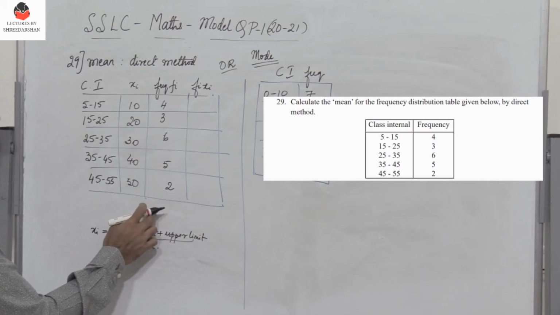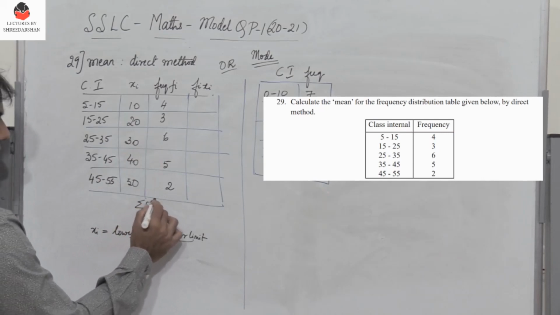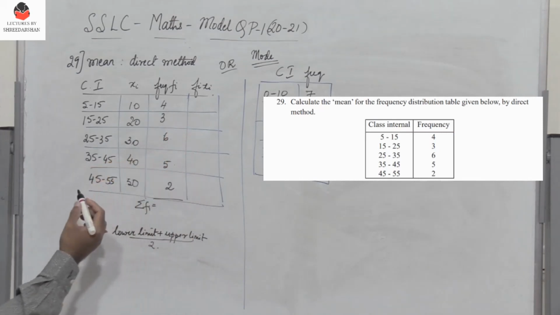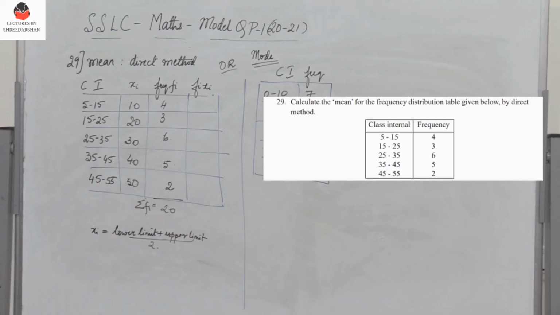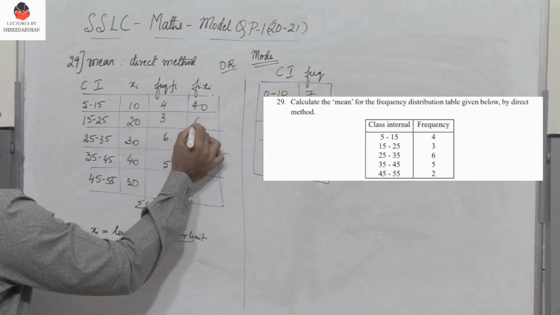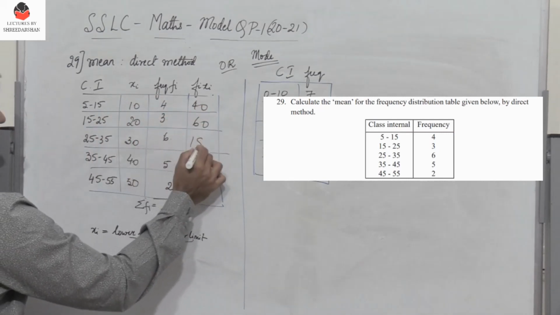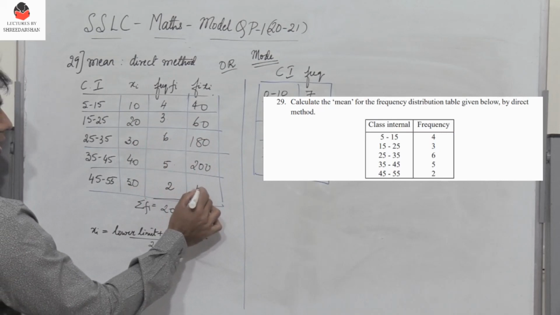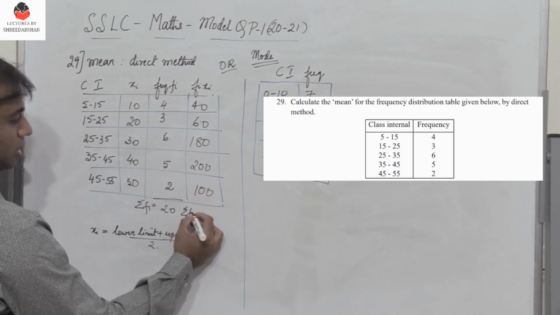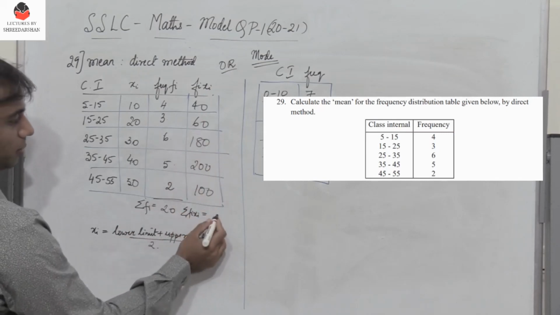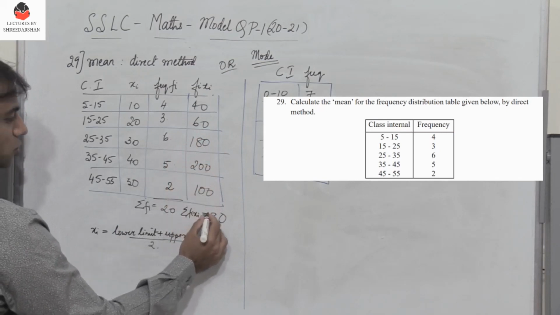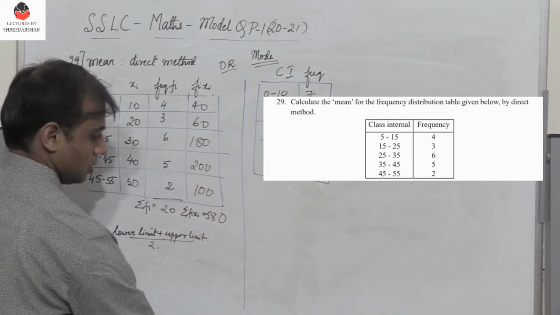Next, find the summation fi. So here you have 7 plus 6 plus 5 plus 2, so I get 20. Next, find out xi into fi. So 10 into 4 is 40, 20 into 3 is 60, 30 into 6 is 180, 40 into 5 is 200, and 50 into 2 is 100. So now I need to find summation fi xi. So add up all of them, 0 I get. So this is 18, 8 with a 1 carry, 2, 3, 4, 5. So I get 580.